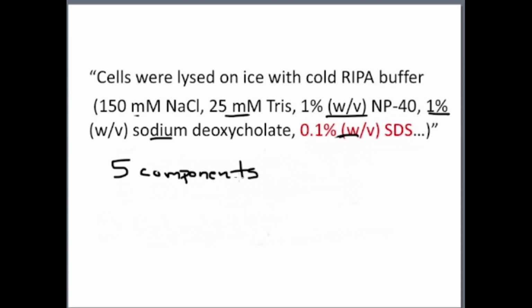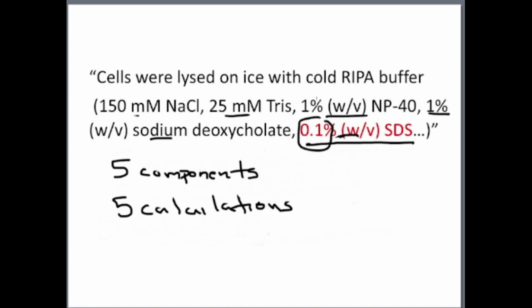So there are 5 components in this buffer, just like a cake has more than one component. There are 5 calculations, one for each of these components involved in making this buffer. So if you were going to make this buffer, you would need to do 5 calculations. And those are the calculations that are the subject of our next videos. We're going to start with this one. So stay tuned and we will learn about making recipes that call for a certain percent of a solution.